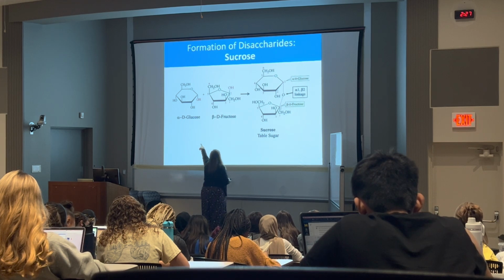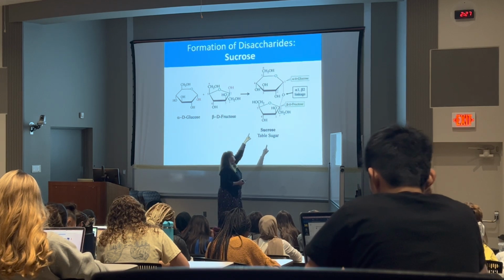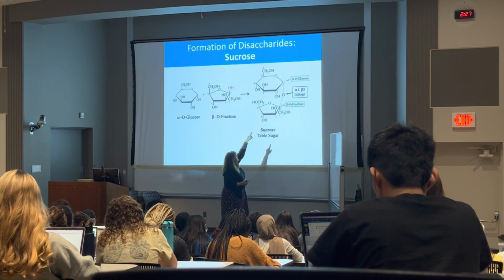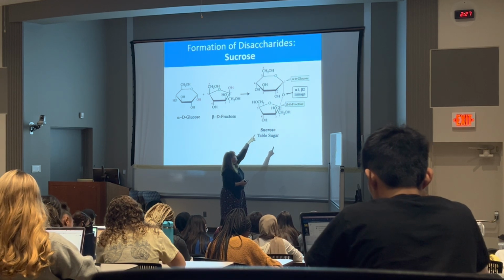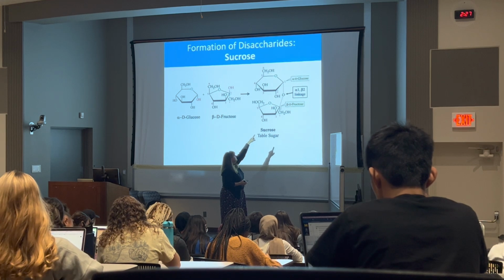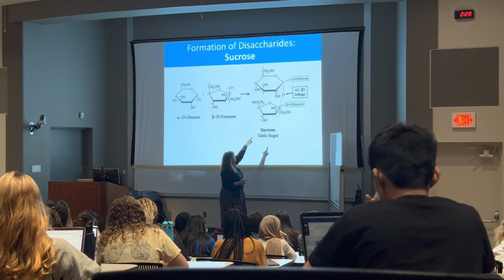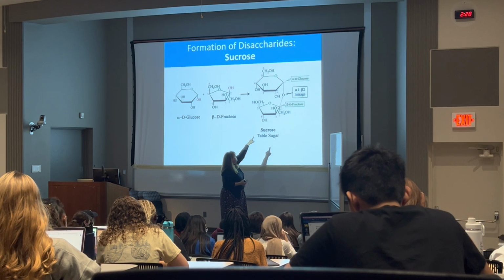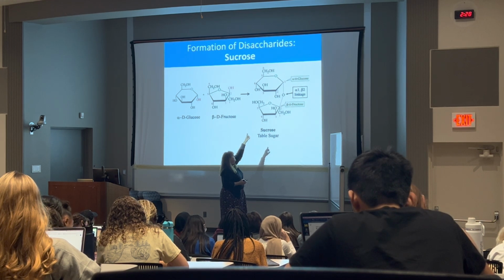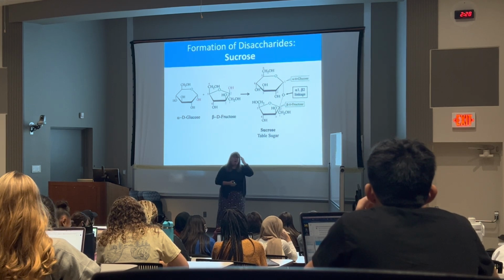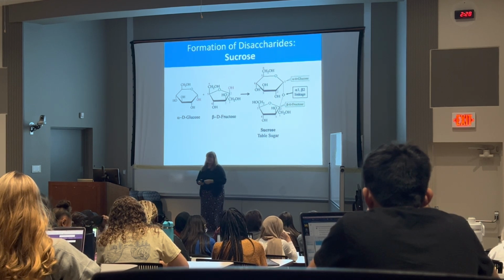We started with alpha D-glucose, so we start with alpha 1. That's the first carbon there. The anomeric carbon is alpha, and for configuration, it's carbon 1. And it bound to the anomeric carbon of fructose, which is carbon 2. And that was in the beta configuration, so we define it as beta 2. So it's an alpha 1 beta 2 linkage.